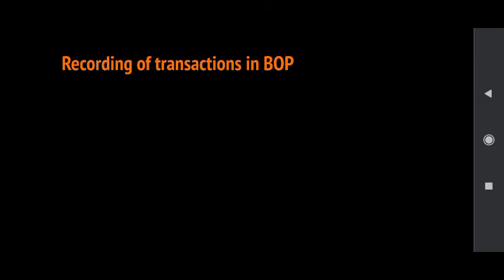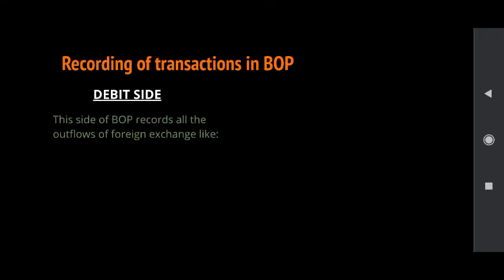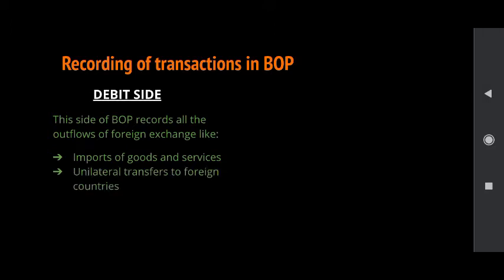The recording of transactions in BOP happens in two ways, the debit side and the credit side. So, what are the things which are recorded on the debit side? The debit side basically records all the outflows of foreign exchange. That means when you make payments to other countries in their currency, it results in outflows of foreign exchange from the domestic country. It can be categorized into imports of goods and services, the unilateral transfers to a foreign country. That means when you actually send gifts or donations to another country, it is recorded on the debit side.